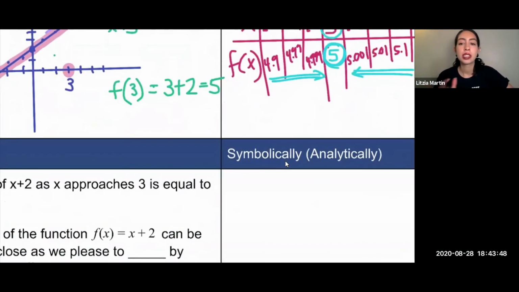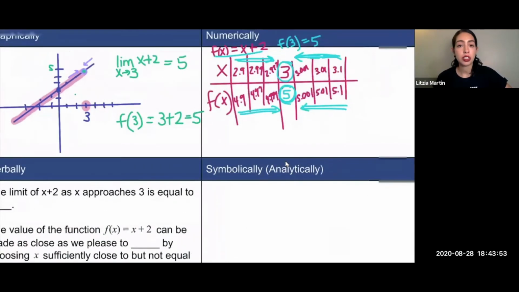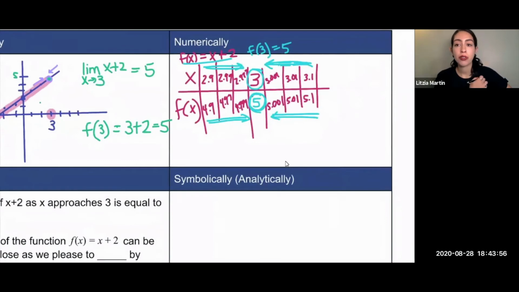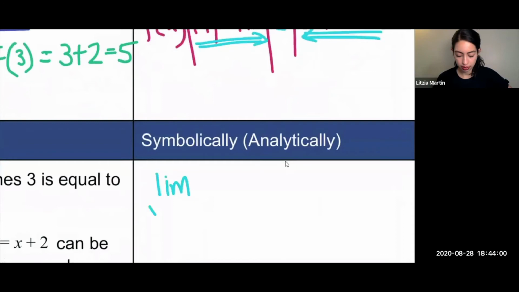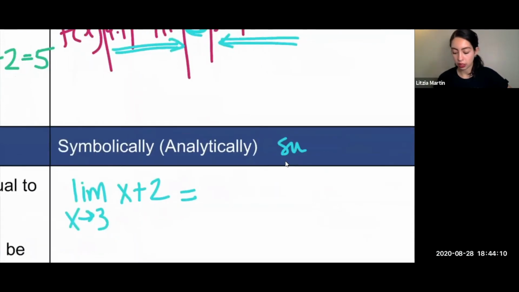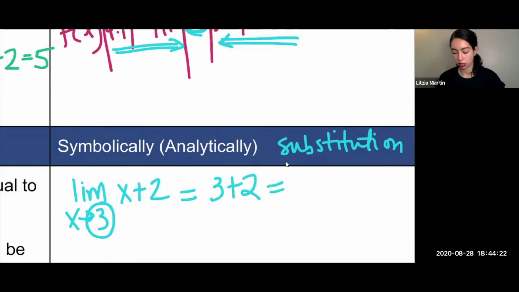Now, symbolically or analytically, we're going to look at different strategies on how to do that. In the simplest form, if we were to find the limit analytically, which means with the formulas, your method to solve right away is substitution. So we're going to substitute this 3 into the equation, and that gives us 3 plus 2, which is 5.